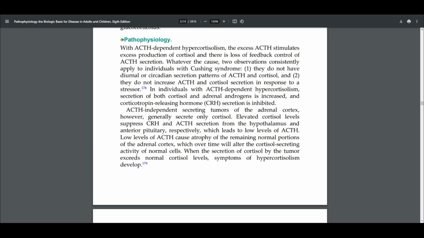Elevated cortisol levels suppress CRH and ACTH secretion from the hypothalamus and anterior pituitary, respectively, which leads to a low level of ACTH. A low level of ACTH causes atrophy of the remaining normal portions of the adrenal cortex, which over time will alter the cortisol secreting activity of normal cells. When the secretion of cortisol by the tumor exceeds normal cortisol levels, symptoms of hypercortisolism will develop.